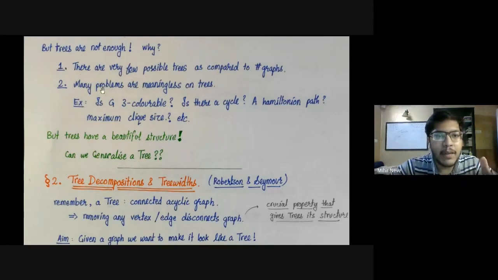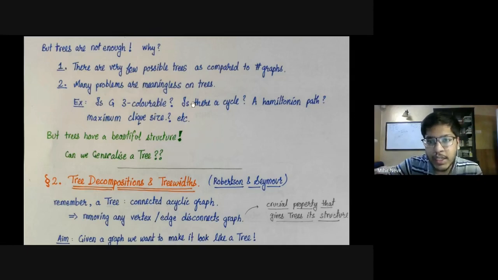And secondly, many problems are really meaningless to be solved on trees. Now these problems are really important, but on trees they really don't have any value. For example, is G 3 colorable? For a tree, you know that it is 3 colorable. It is 2 colorable.